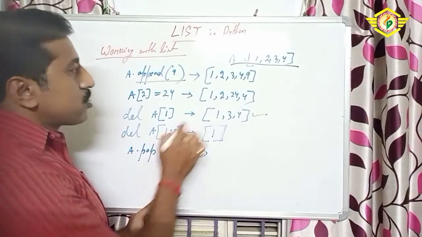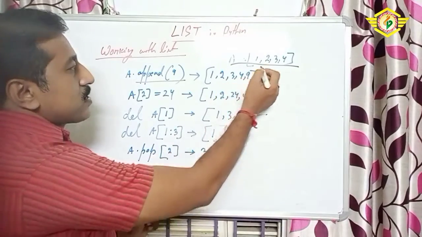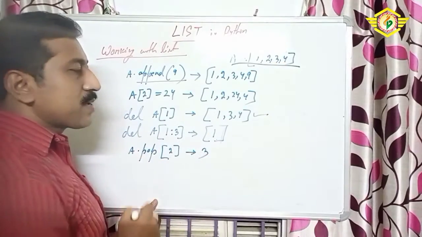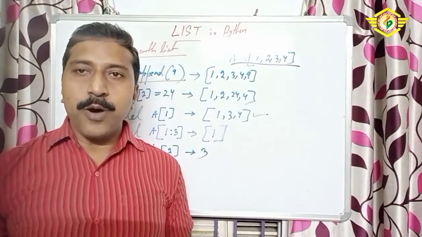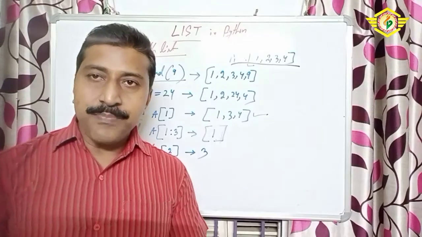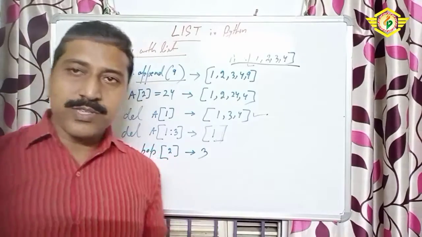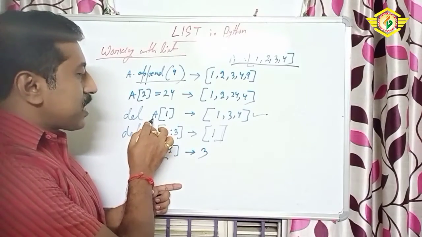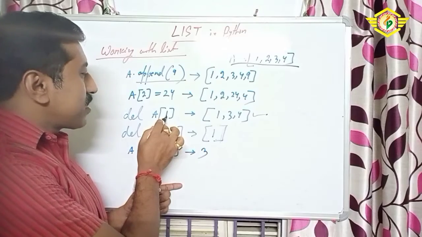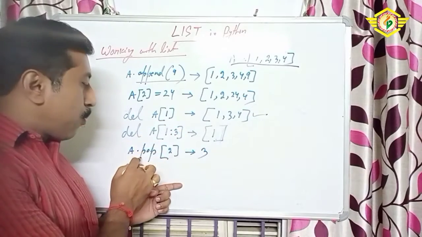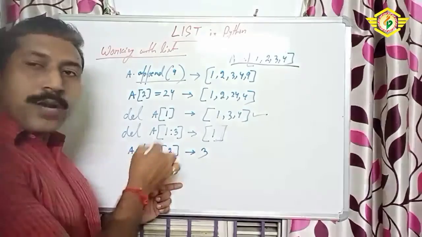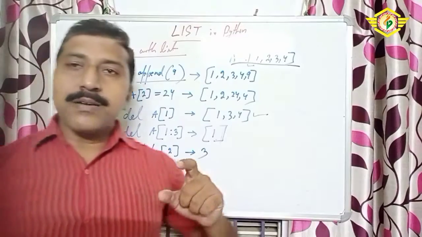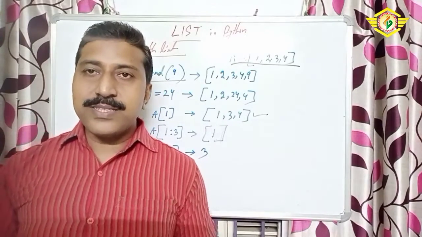If I write a.pop(2), 2 means the second position, 0, 1, 2, so 3 will be removed. But what is the difference between del and pop? The del and pop commands are almost the same, but the syntax differs. For del, we write del, then the name of the list, then the index number. But for pop we write the list name dot pop, then the index number. This is one difference.